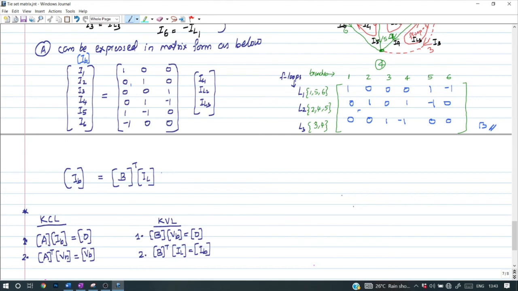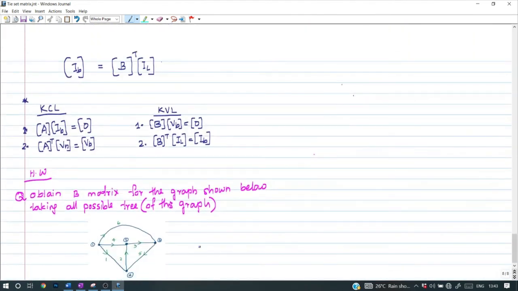Now I am giving one homework to you. Obtain the B matrix for the graph shown below, taking all possible trees of this graph.